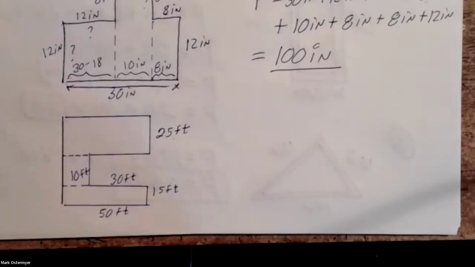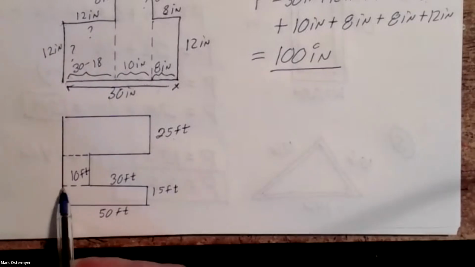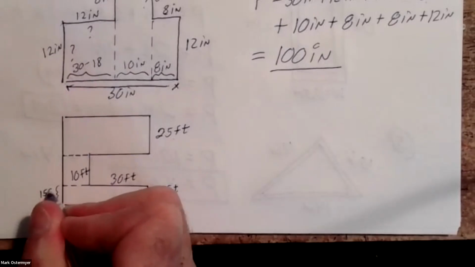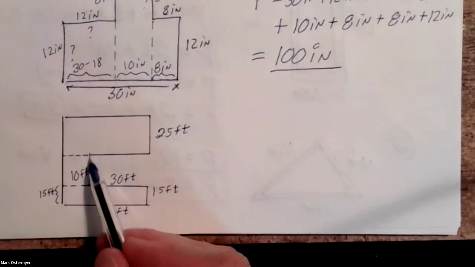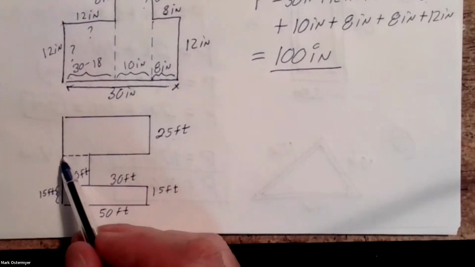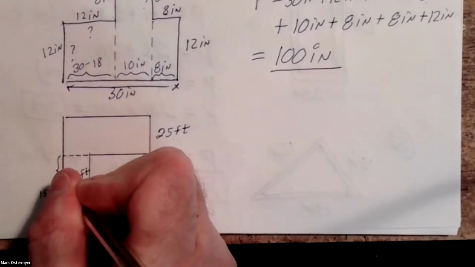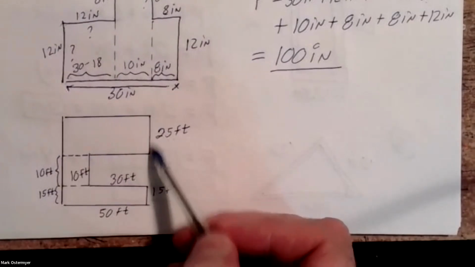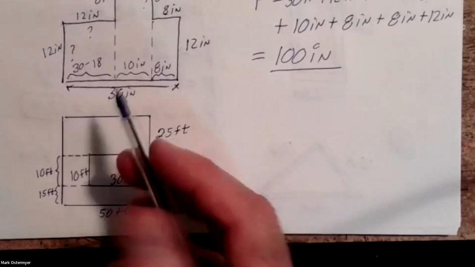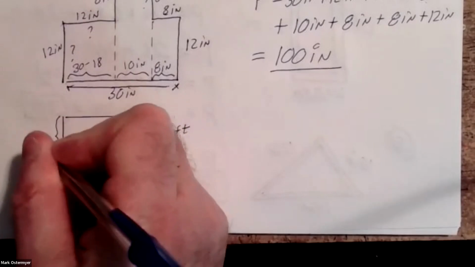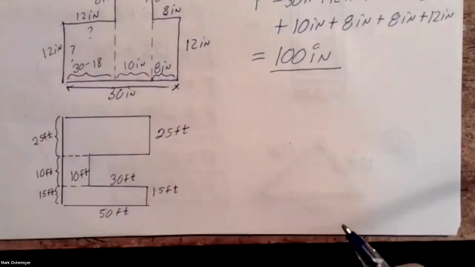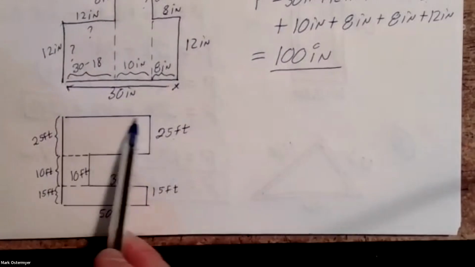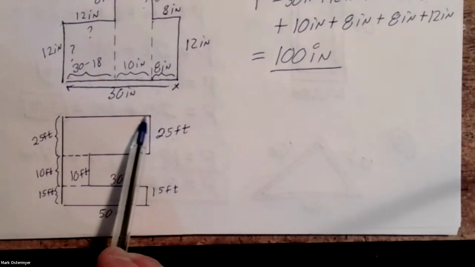Now, do you agree if this is 15 feet, this must be 15 feet? Here to here is 15 feet. If this is 10 feet, this must be 10 feet here to here. If this is 25 feet here to here, this must be 25 feet here to here. 25 feet. Everybody see that there? All right, what's the length of this side here? Anybody? What's the length of this side?